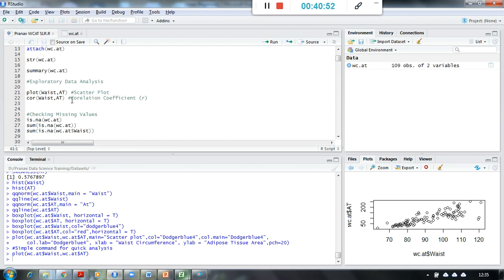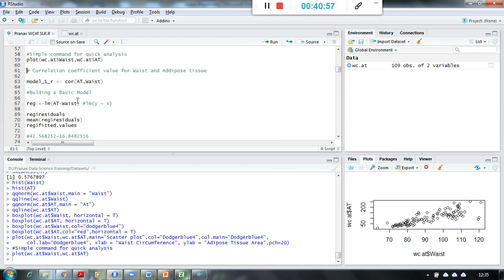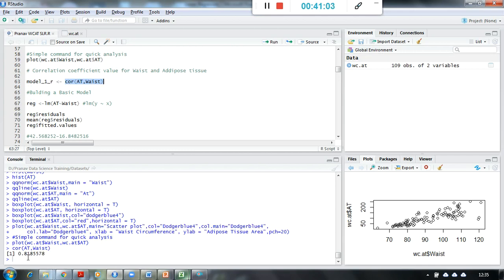Yes, here we have checked it, right? So I am checking it again, but what I am doing over here is, this time while checking this correlation value, which is 81.85, I am storing this value in my first model's small r value, okay? Why, I will tell you later on, because I am going to create a table, okay?